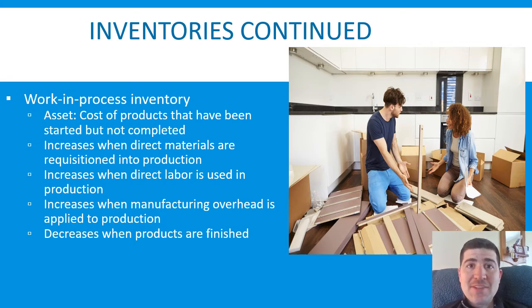Again, work in process is still an asset account. When you start making stuff and you take out those direct materials, that is going to increase this account. When you finish goods, that is going to decrease this account. Now, the weird thing about work in process is that you have to apply costs to it as you go, and you'll get more and more into this as we go along. You have direct labor, that's going to go into it. You have manufacturing overhead, that has to be applied to every good. So those are all costs that go along with it.